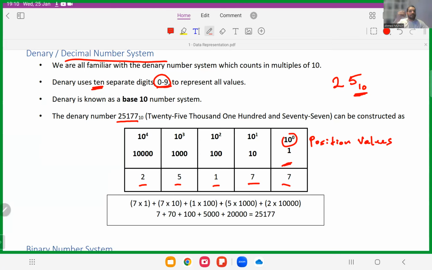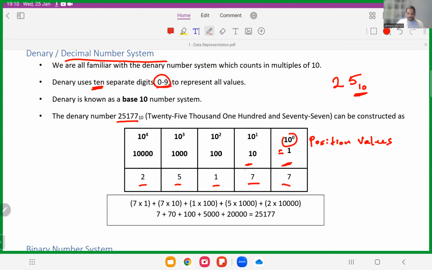Now, 10 to the power of 0 is equal to 1. You should know this. This is maths: anything to the power of 0 is equal to 1. Then we move on to the next position.